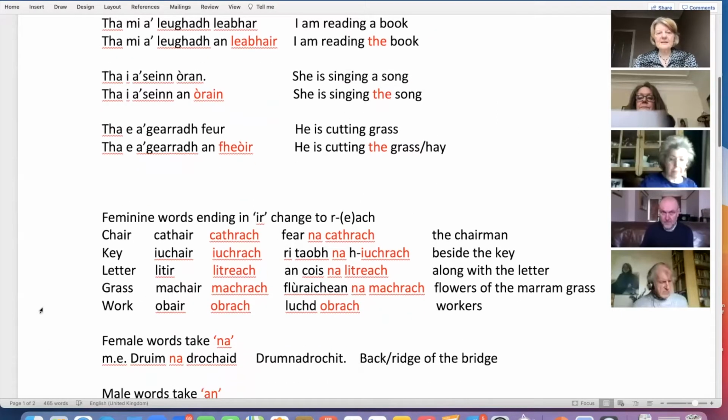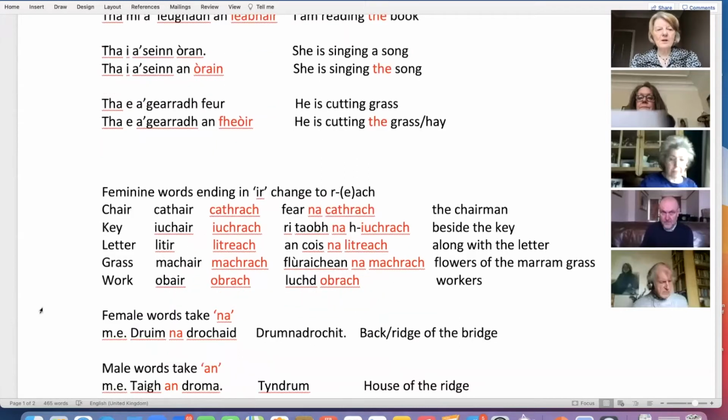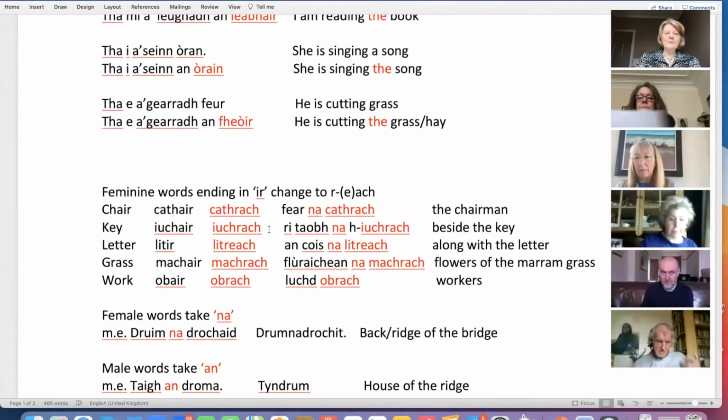Feminine words that end in IR, they change. So chair is cathair. Cathrach is the genitive. So fear na cathrach becomes the man of the chair. Uachdar, uachdrach. The preposition air culaibh takes the genitive case. And the letter H is in between the 2 vowels, the A and the U, so beside the key. Liter becomes lichtroch, and the word along with the letter.